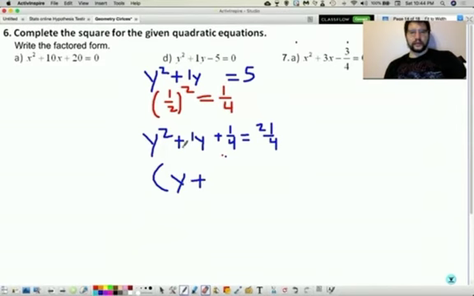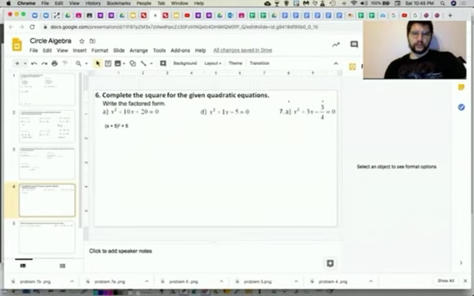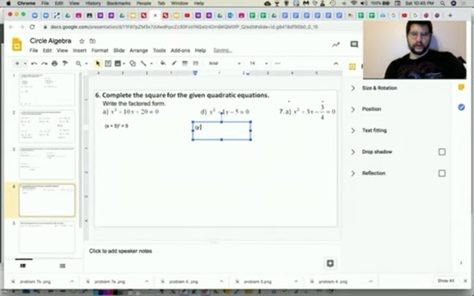y plus, it's plus because this is plus 1/2, whatever this is over 2, simplified, squared equals 21/4. So here's how I'd write that. Oops, can't just type from there. I have to make a text box. y plus 1/2. And for 1/2, it does auto correct that for you, so that's nice. Squared equals 21/4.